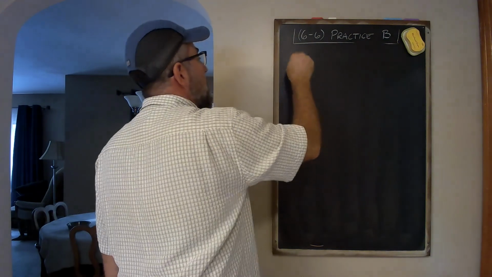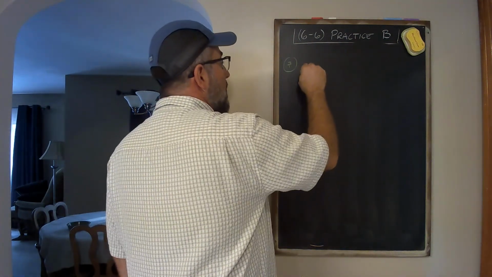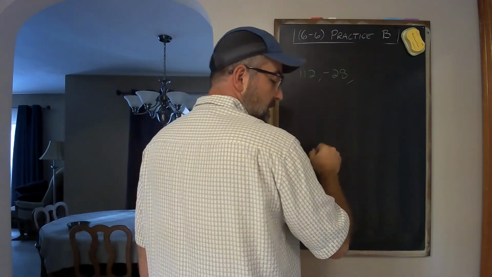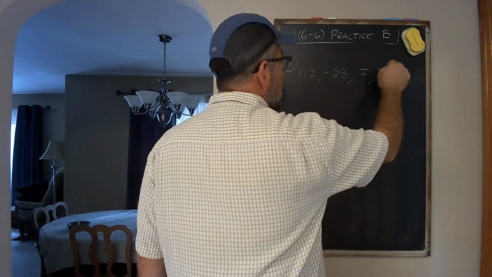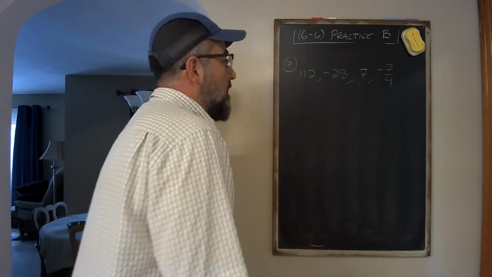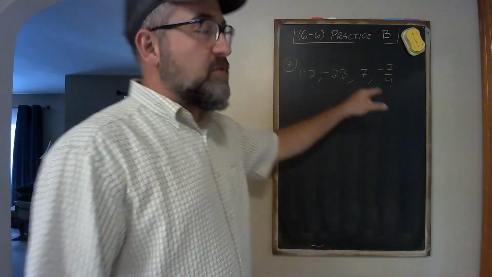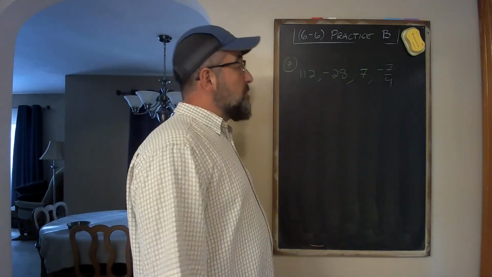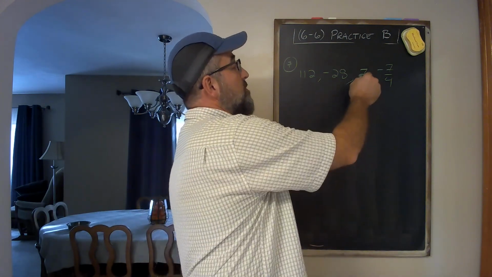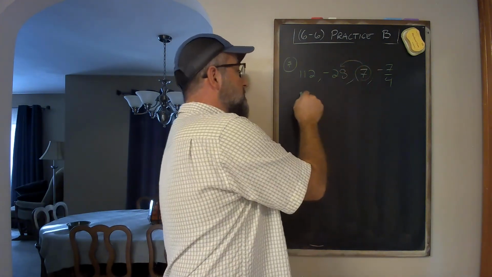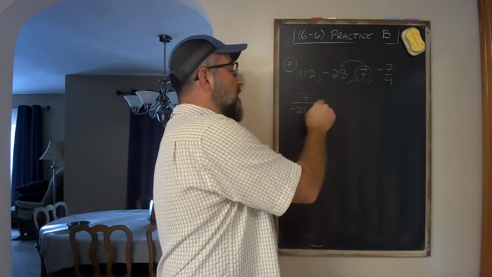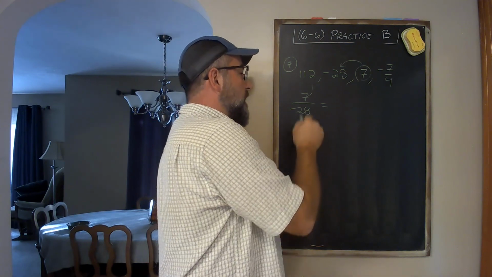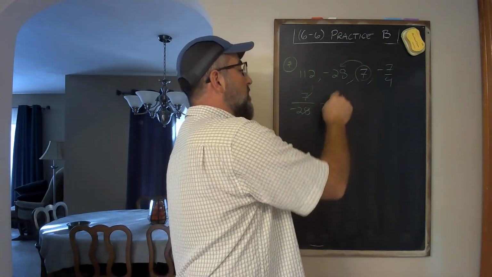Number 7 has us take a look at 112, negative 28, 7, and negative 7/4. All right, so again, I'm seeing that fluctuation. There's no way it's arithmetic. So to check and see if it's geometric, I'm going to take a term and divide by its previous term. So if I take 7 and divide by negative 28, 7 goes into 7 once, 7 goes into negative 28 4 times, so that'll be negative 1/4.